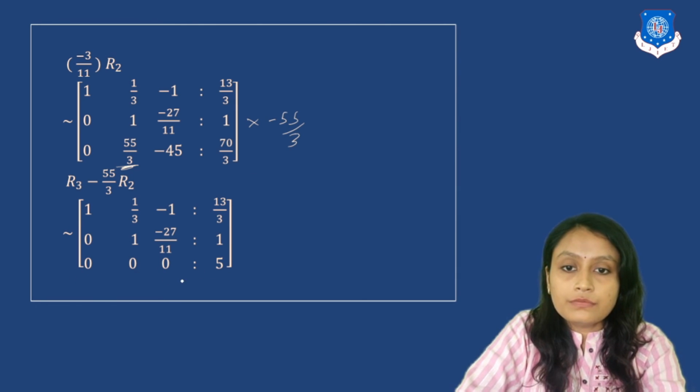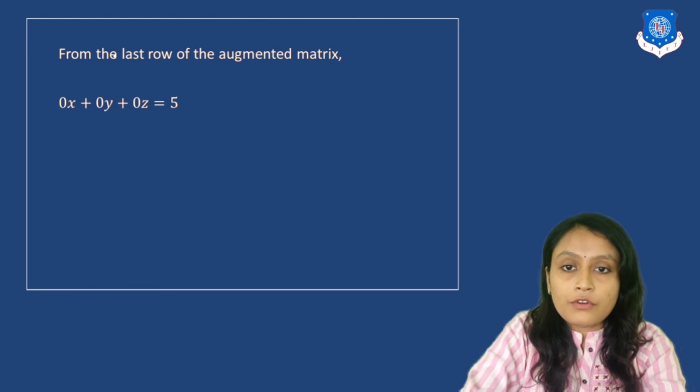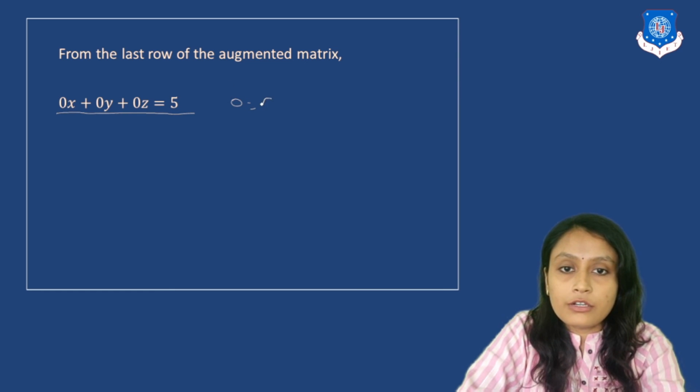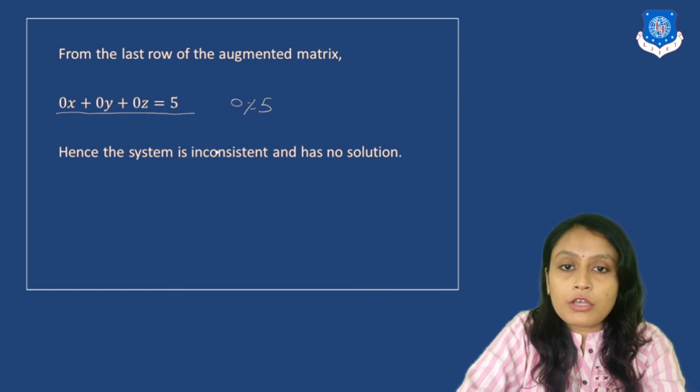Right? Now we will write it in equation form. From the last row of that matrix, we can say that 0x + 0y + 0z = 5. This means 0 = 5, which is not possible. So the given system is inconsistent and we have no solution.